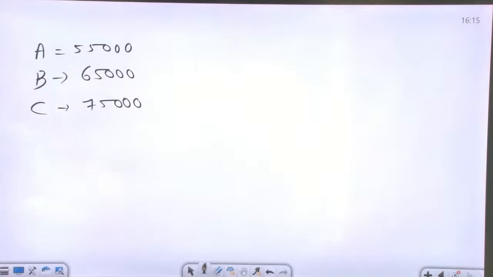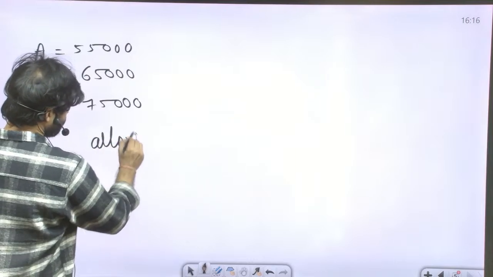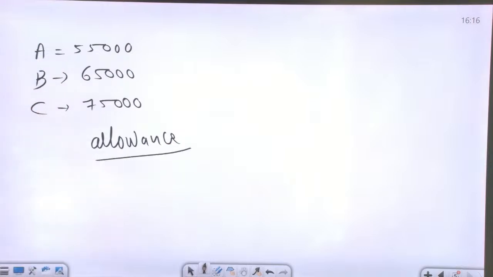A is a working partner and gets 20% of the profit as a working allowance, and the remaining is distributed in the proportion of their investment.